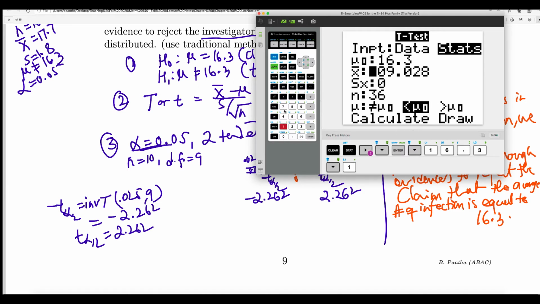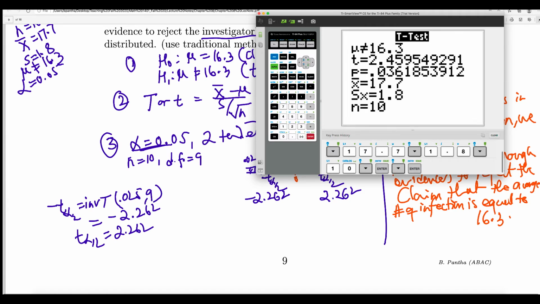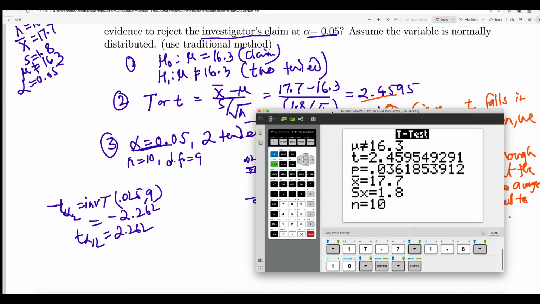X bar is 17.7. And what is the Sx? Sx is 1.8. That means the sample standard deviation, 1.8. And what is n? n is the sample size, that is 10. And is this left tail, right tail, or two tail? It is two tail, right? Let me select that and go to the calculate. So what do you get? The test statistic is 2.4595. See, we got the same thing there, right?